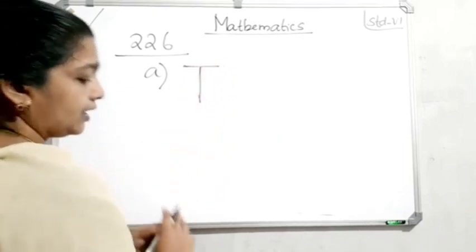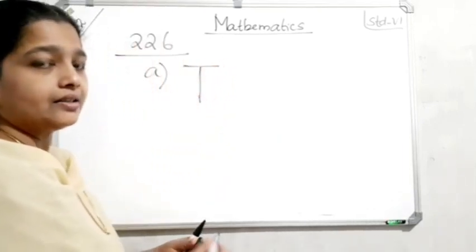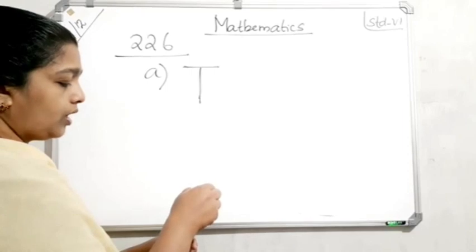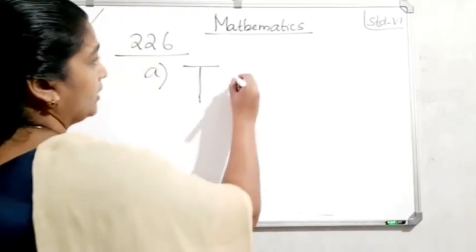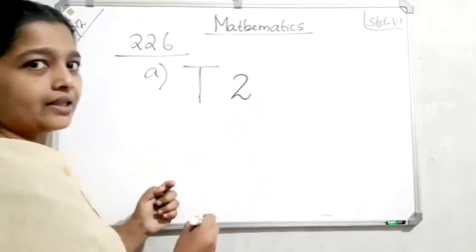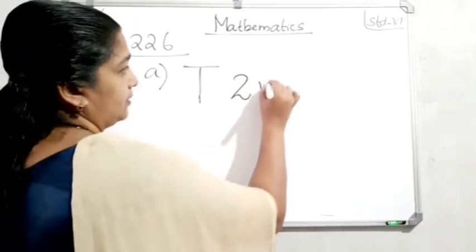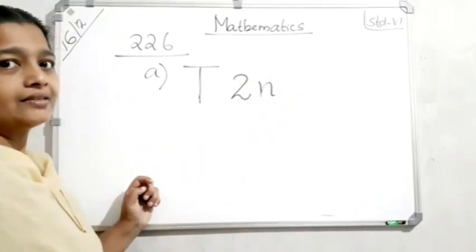For T, how many matchsticks are needed? Yes, 2. So how can we write the answer? Yes, 2 and one variable. Which variable can we put? n. This much. Understand? Clear?